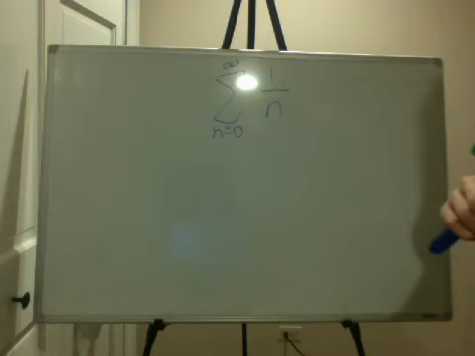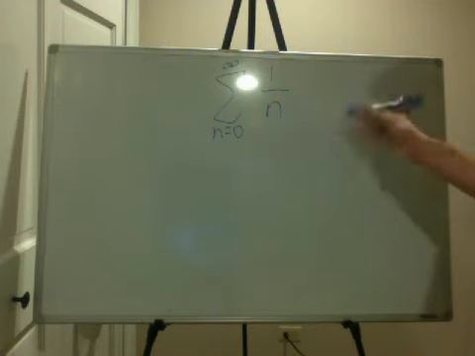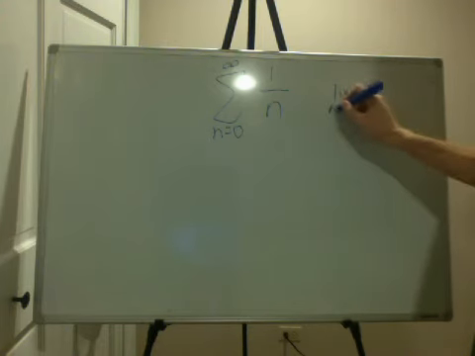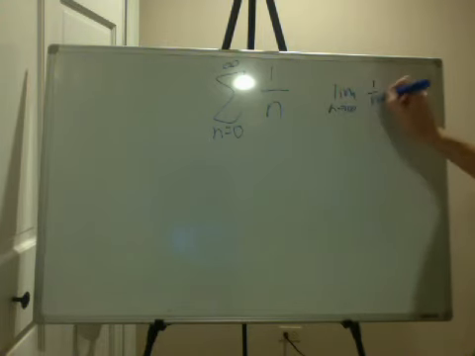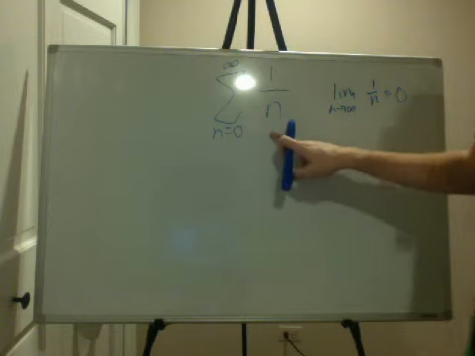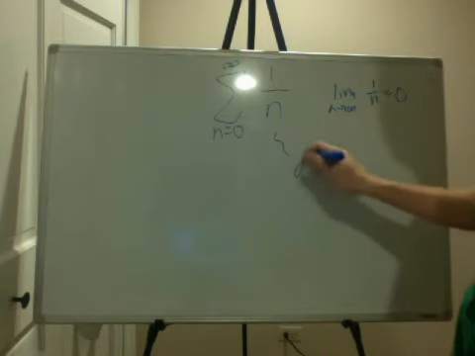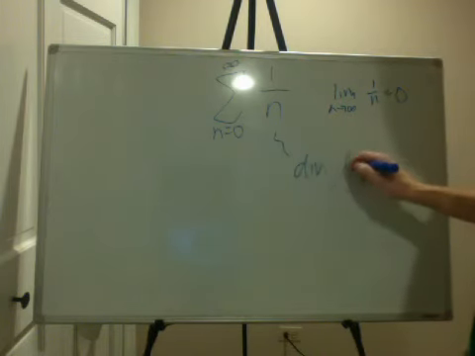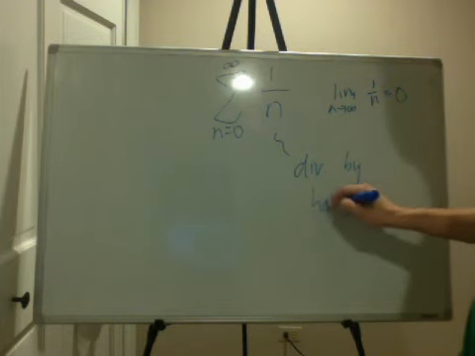And this is an exact example of when the nth term test would not work, because if you took the limit as n approaches infinity of 1 over n, you would get 0. But this actually diverges. Diverges by harmonic series.